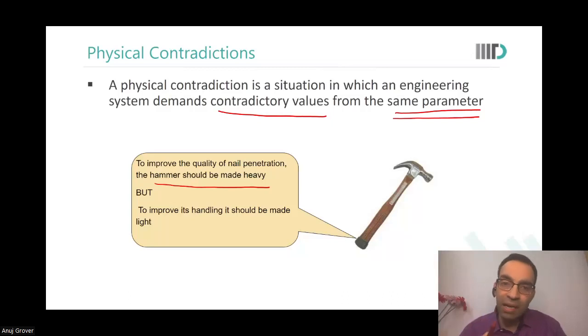Now it is the same parameter. What is the parameter? Weight of the hammer. And you want it to be heavy and you want it to be light. Are you able to see the contradiction? Yes, sir.